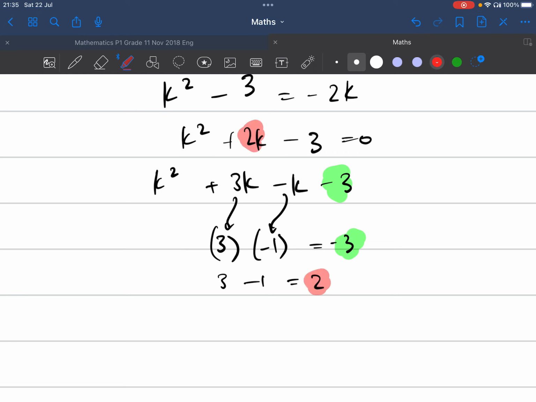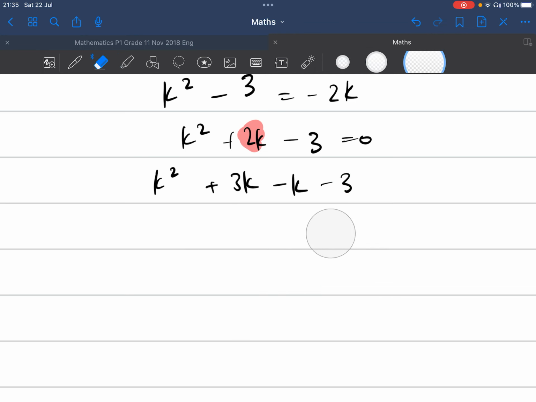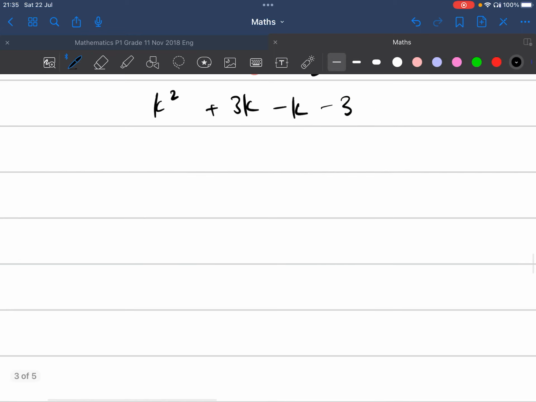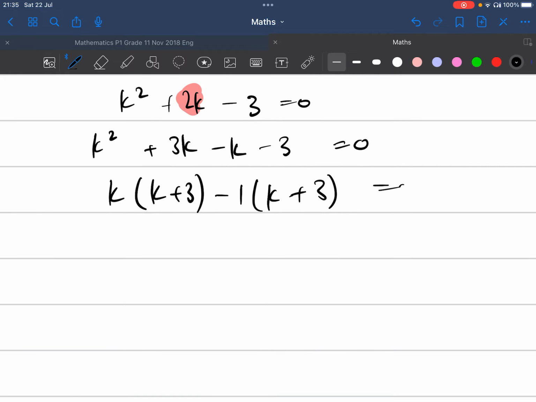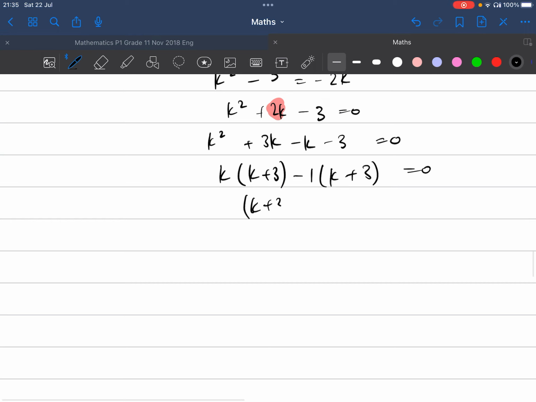So you can see when I add them, I get 2, and when I multiply them, I get minus 3. So that means that this is going to work. So let's just factorize this now. We'll have k plus 3 times k minus 1 equals 0. And now I can equate each factor to 0.